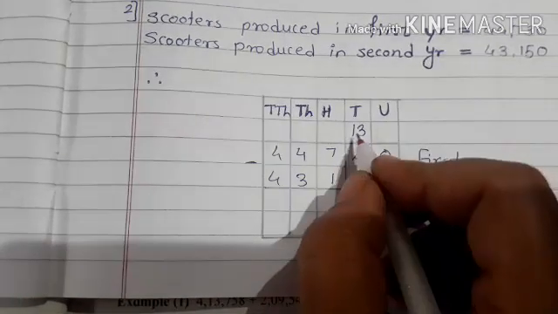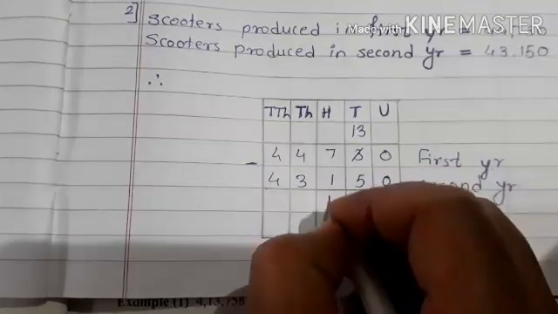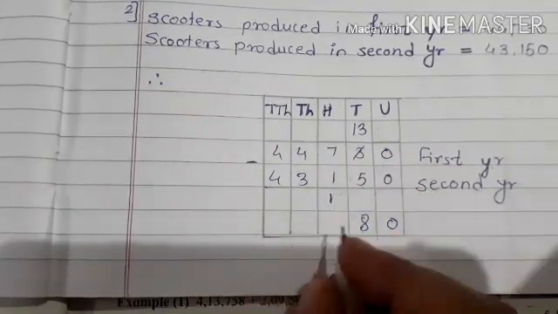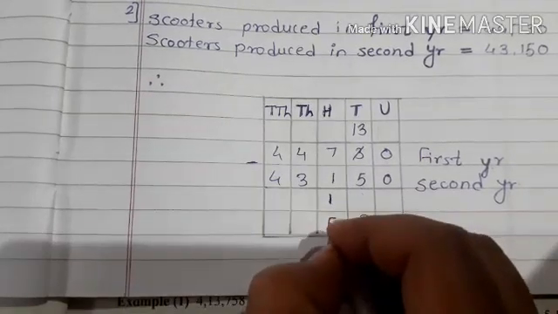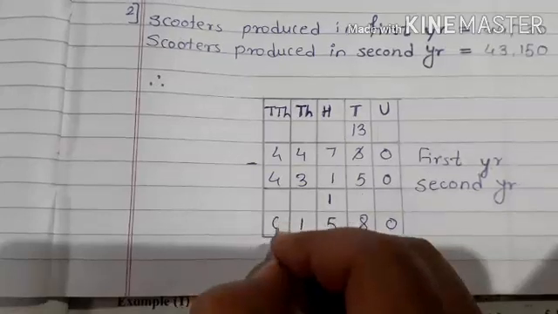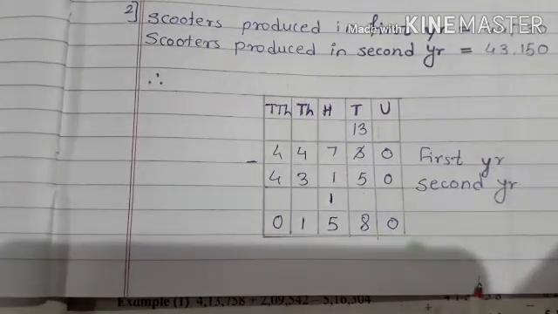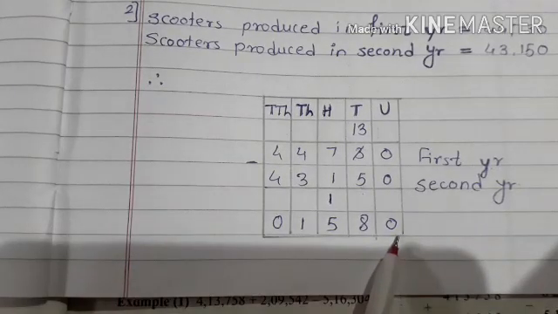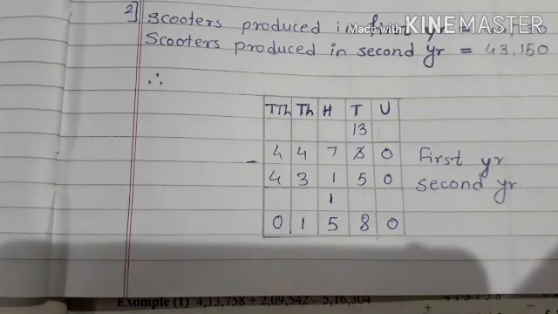So after borrowing, again return it. So now 1 plus 1 is 2. 7 minus 2 is 5. And 4 minus 3 is 1. And 4 minus 4 is 0. So how many more scooters did they produce in the first year? 1,580 scooters they produced. They produced more as compared to the second year.